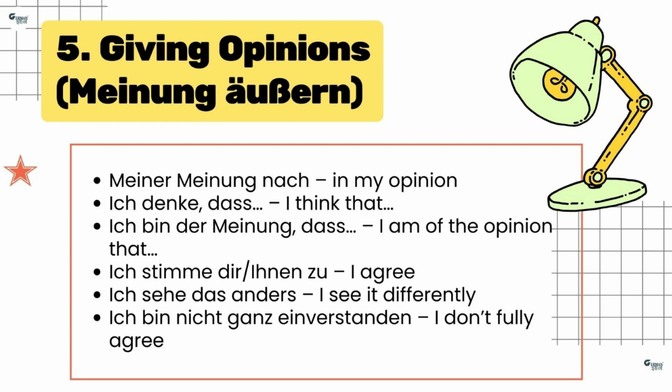Next, giving opinion or Meinung äußern. So you can use meiner Meinung nach, which means in my opinion, and right after this comes a verb. Then ich denke, dass means I think that. Ich bin der Meinung, dass means I am of the opinion that.